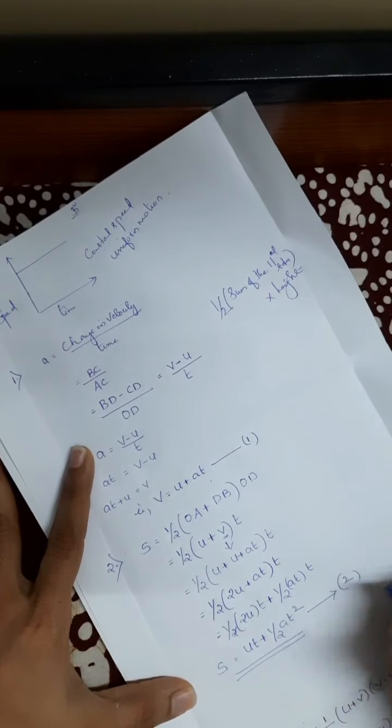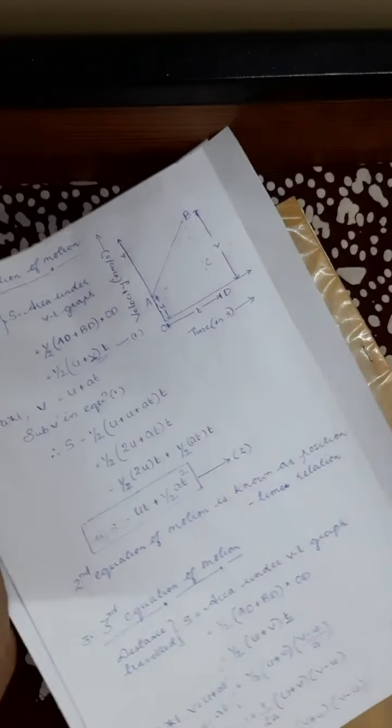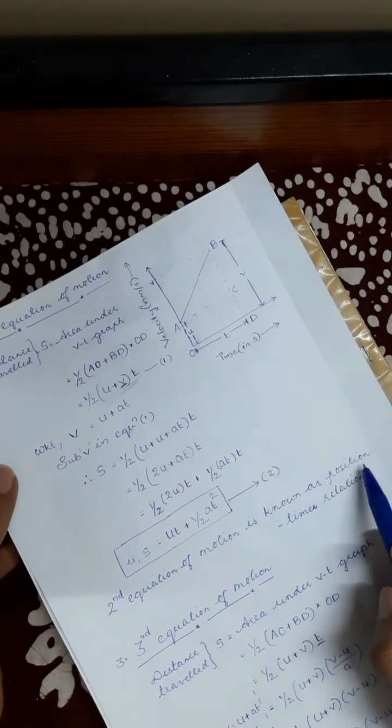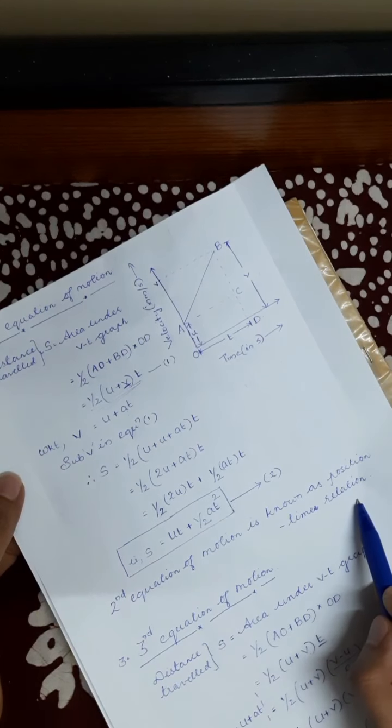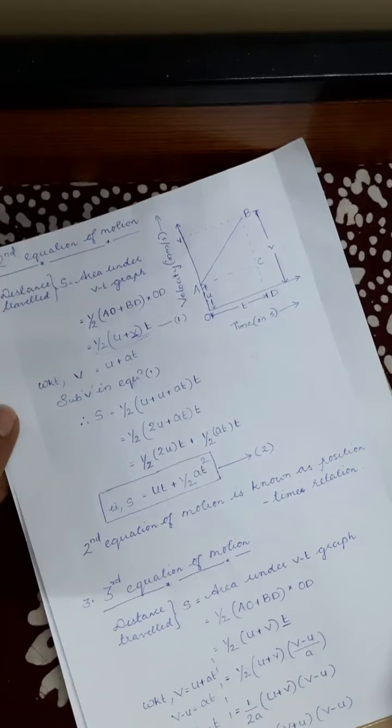This is called our second equation of motion. Is it clear, students? This is called our second equation of motion. This is also known as the position-time relation. Is it clear? Now next one, third equation of motion.